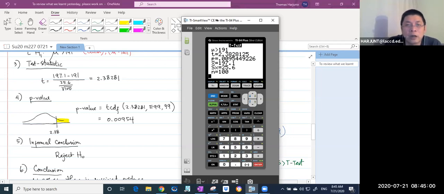Now again, this t-test from your calculator only tells you in the end the p-value, and therefore you need to be able to decide on your own what's the conclusion.